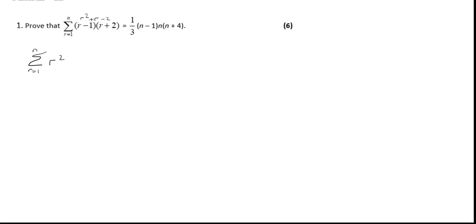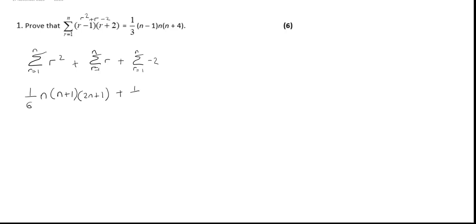So I'm going to do the sum of r squared plus the sum of r plus the sum of minus 2. And the sum of r squared, well, that's 1/6, and this can be found in the formula. 1/6 n (n plus 1)(2n plus 1), plus the sum of r.